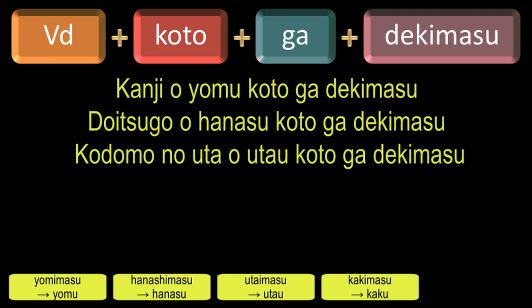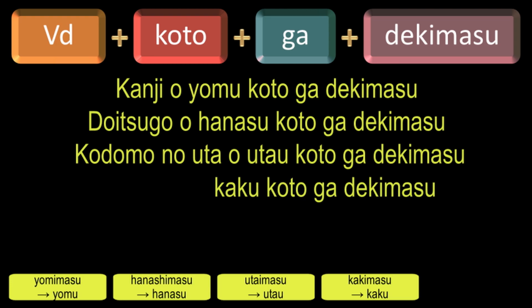Let me go to the next example. The verb kakimasu means to write, and the dictionary form is kaku. By adding the expression koto ga dekimasu, we will get kaku koto ga dekimasu, which means can write. Now, to say I can write katakana, in Japanese it will be katakana o kaku koto ga dekimasu.